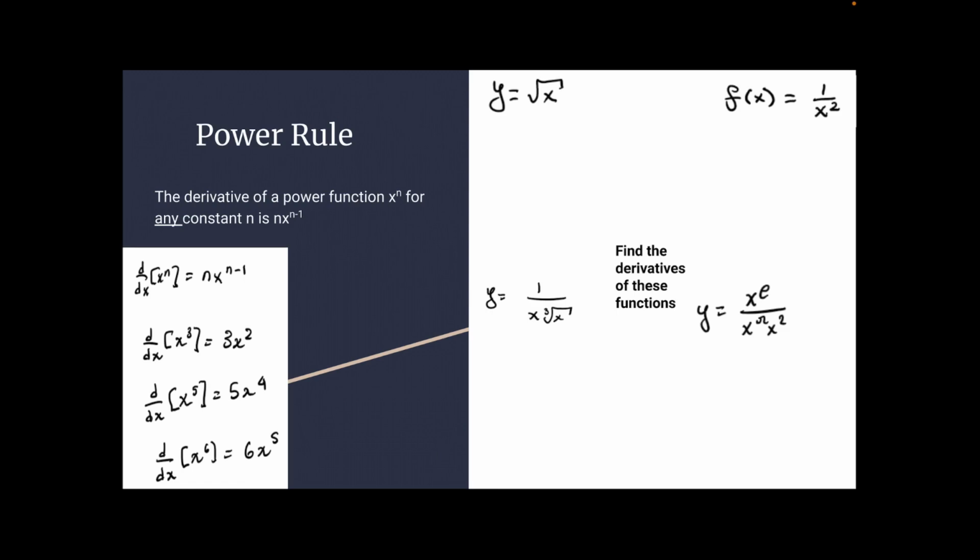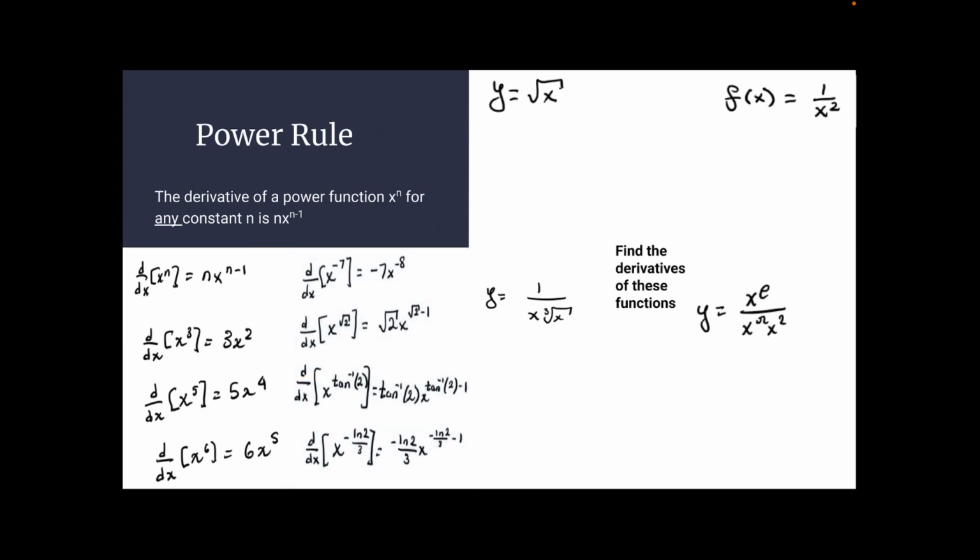And I'm going to give you a hint. Remember, the derivative of a power function x to the n for any constant n is n times x to the n minus 1. So I want you to pause the video and try to solve these 4 problems. Now remember, for any constant n could be any number. It does not have to be a whole number. For instance, you could have a negative number up there.